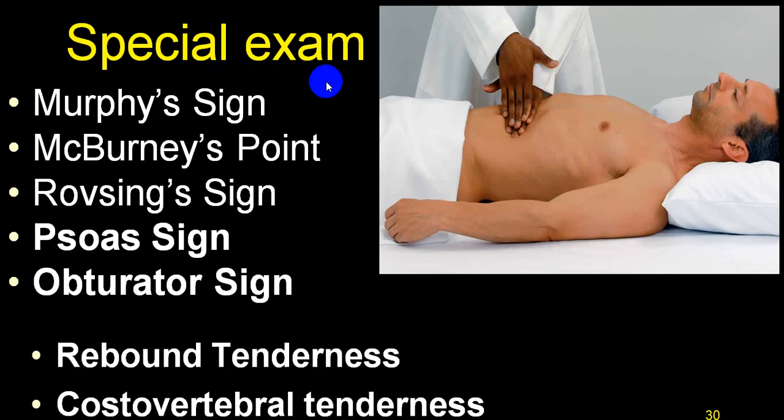Now I am mentioning some of the findings. This is the two-hand method, but by and large we don't require this. This is only for deep tenderness and deeper masses. I'll be mentioning a little bit regarding Murphy's sign, McBurney's point tenderness, Rovsing's sign, psoas, obturator, rebound tenderness, and costovertebral tenderness. So we are mentioning this because this can be asked to you in your oral and sometimes can be asked in your theory also as short notes.